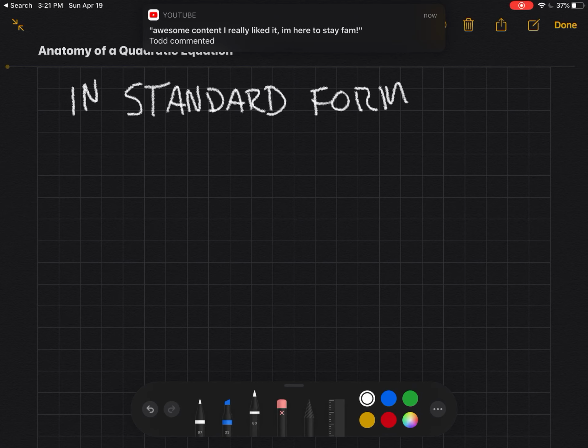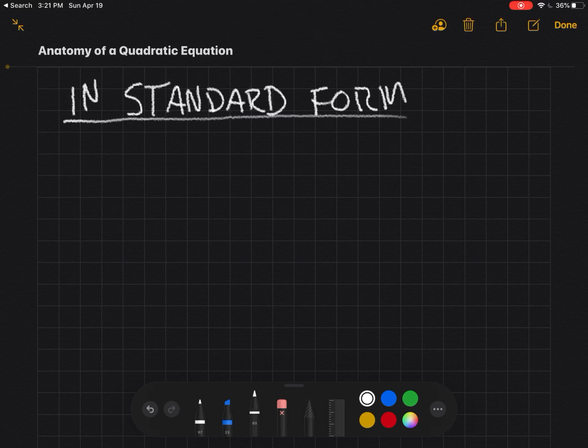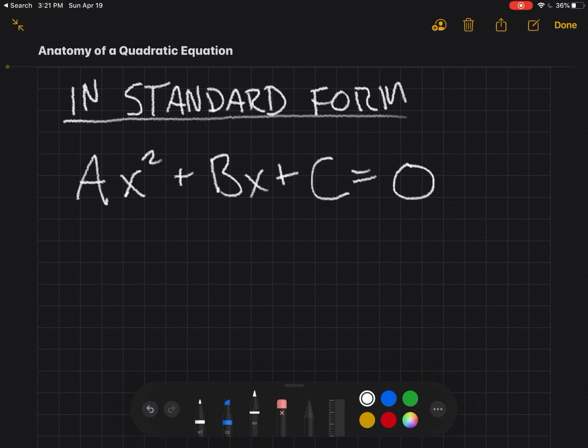Algebra, and welcome to your first video on quadratic equations. We're going to keep this one simple, and I'm going to start off by just showing you a quadratic equation in standard form. So in standard form, this is a quadratic equation.